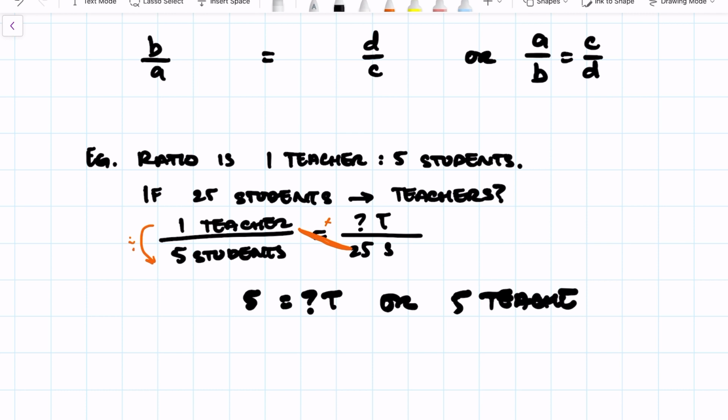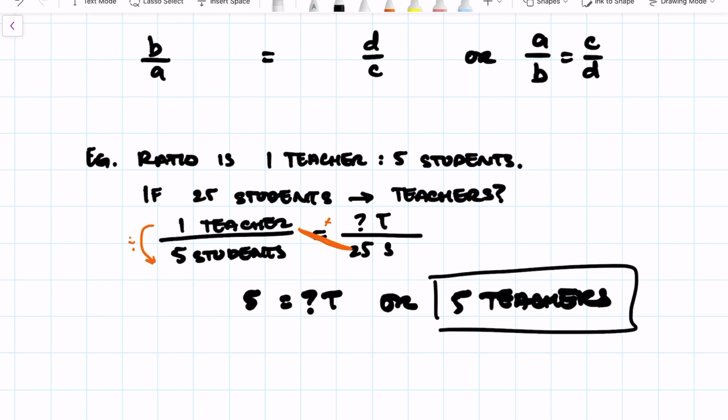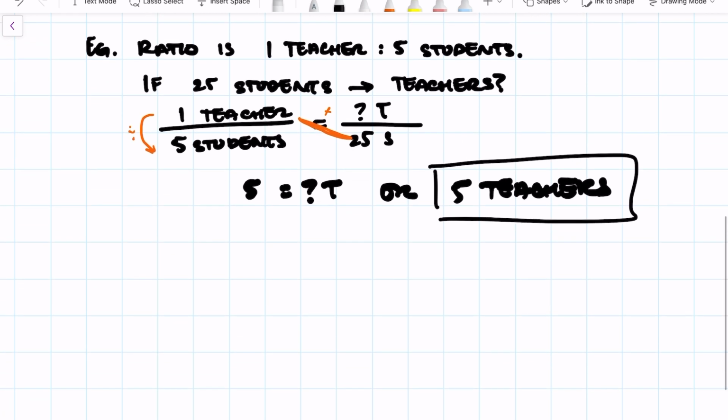So that's an example of how you can use proportions to find missing pieces. You have to convert it into fractions first to be able to do it successfully. So then you're left with this.